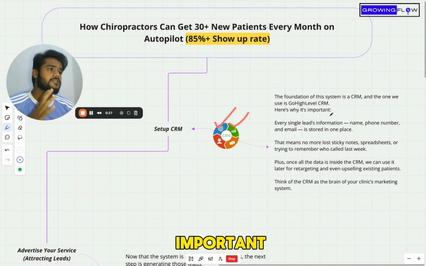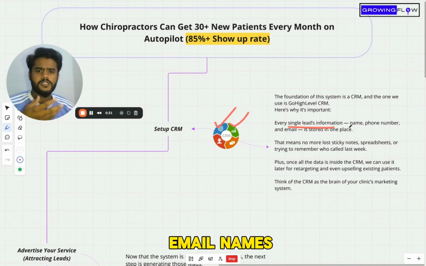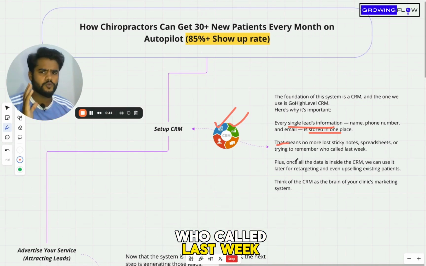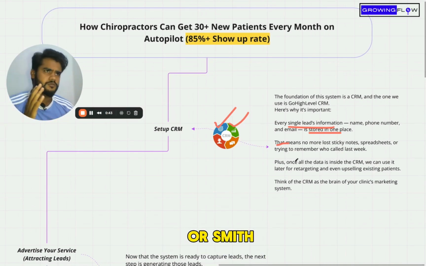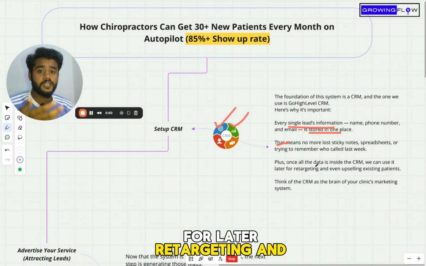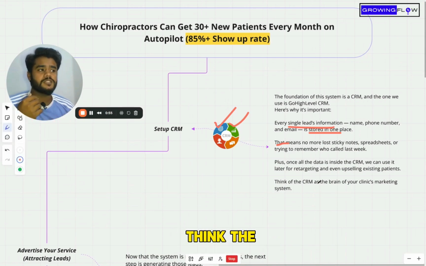Here is why it's important. Every single lead and their information, like phone number, email, and names, are stored in one place. That means no more sticky notes and spreadsheets or trying to remember who called last week. Was that Adam or Smith? Plus, once all the data is in the CRM, we can use it later for retargeting and scaling your patient flow. Think of the CRM as the brain of your clinic marketing system.